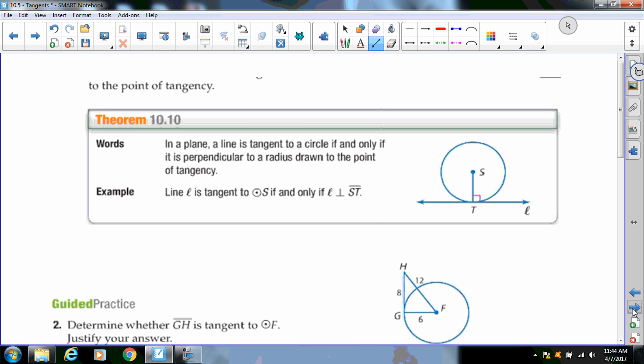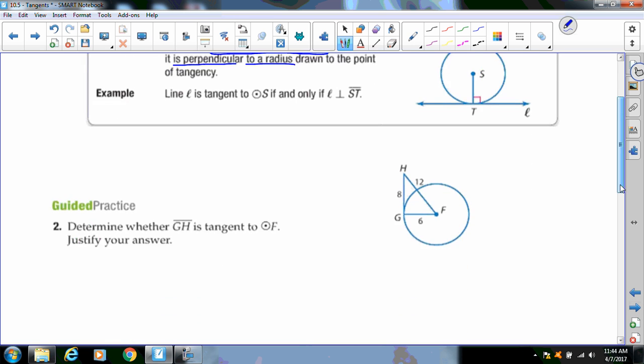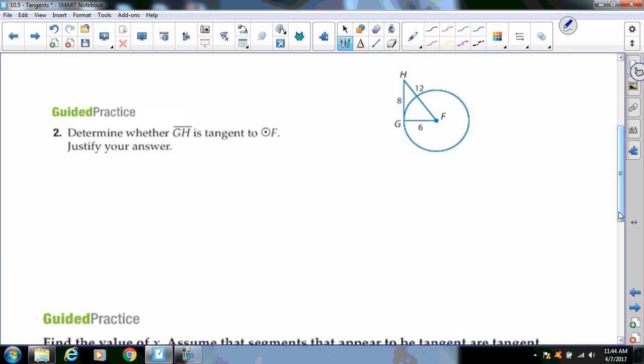Now, let's see what's true about a tangent. If a line is tangent to a circle, then where it touches the circle, it is going to be perpendicular to the radius. So on this picture, line L is tangent to circle S, so that means it's going to form a right angle with the radius. This is going to play an important part as we move forward in examples.